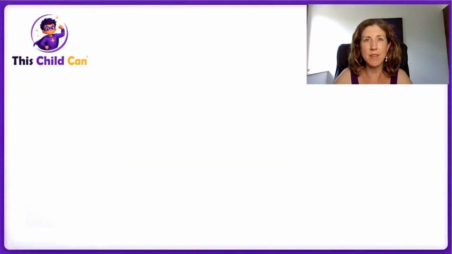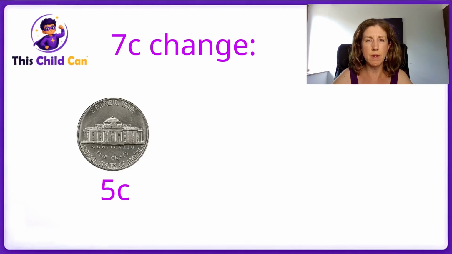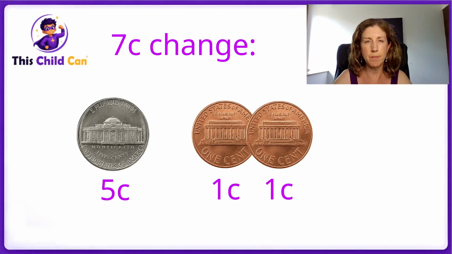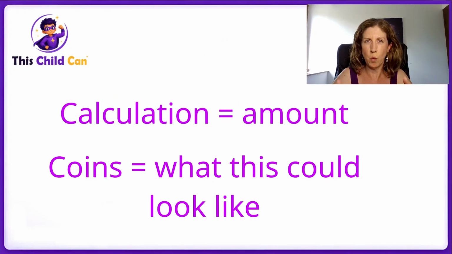Now, if Mia gets 7 cents change, what coins might she get back? Well, one possible option is a nickel worth 5 cents and 2 1-cent coins. In our last lesson, we looked at making totals with coins, and now we are applying that skill in answering a money word problem. So the calculation tells us the amount, but the coins show us what that amount could look like.